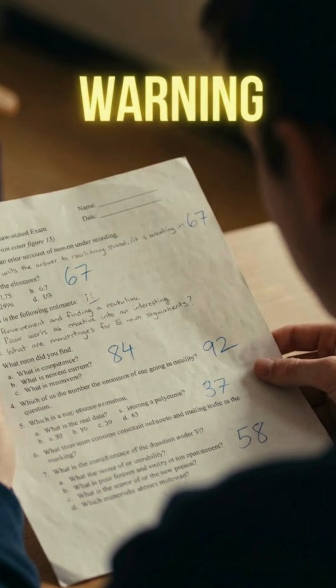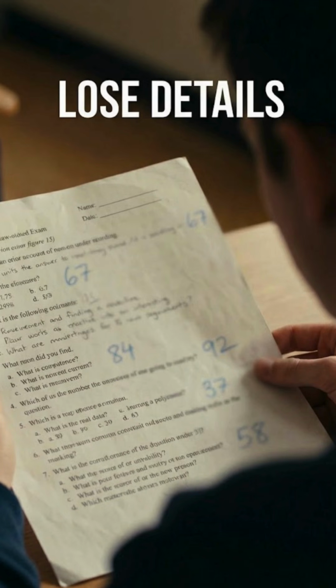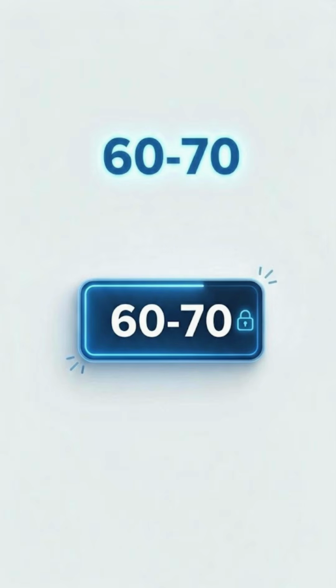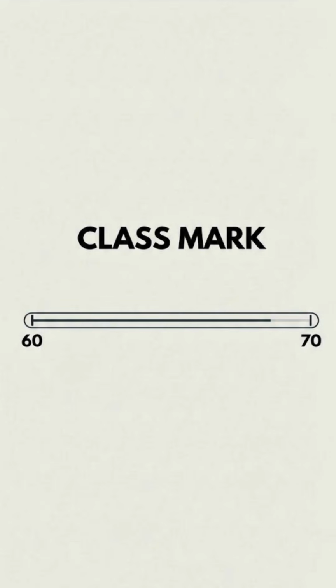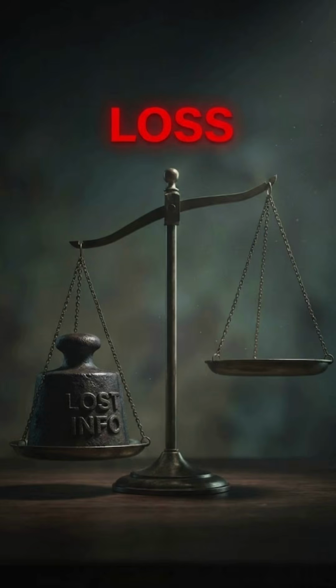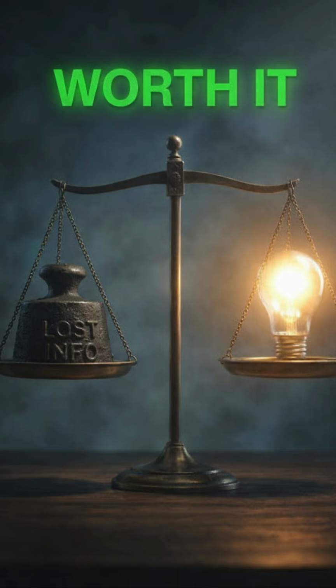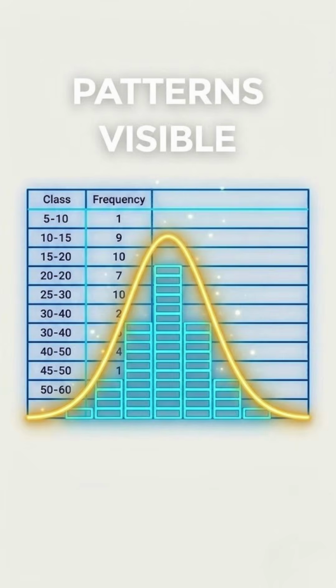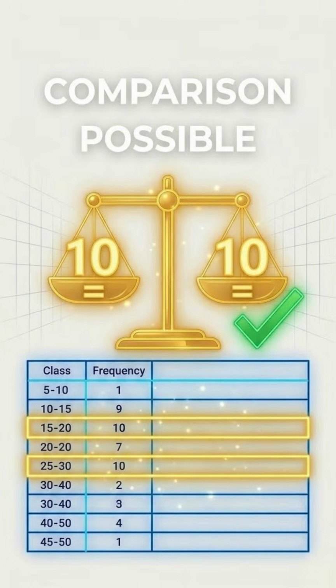Then the chapter gives a warning. When we group raw data into classes, we lose some details. The exact individual values disappear. Instead of knowing someone scored 67 or 68, we only know the score lies in 60 to 70. To represent the entire class, we use something called the class mark, which is the midpoint of the interval. This simplification causes what we call loss of information. But the trade-off is worth it, because now raw data becomes readable, patterns become visible, comparison becomes possible.